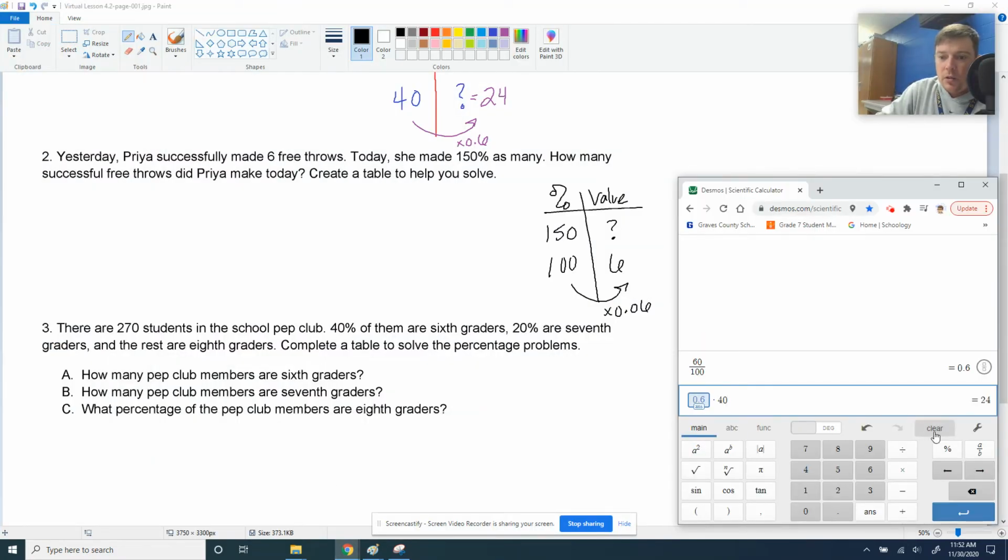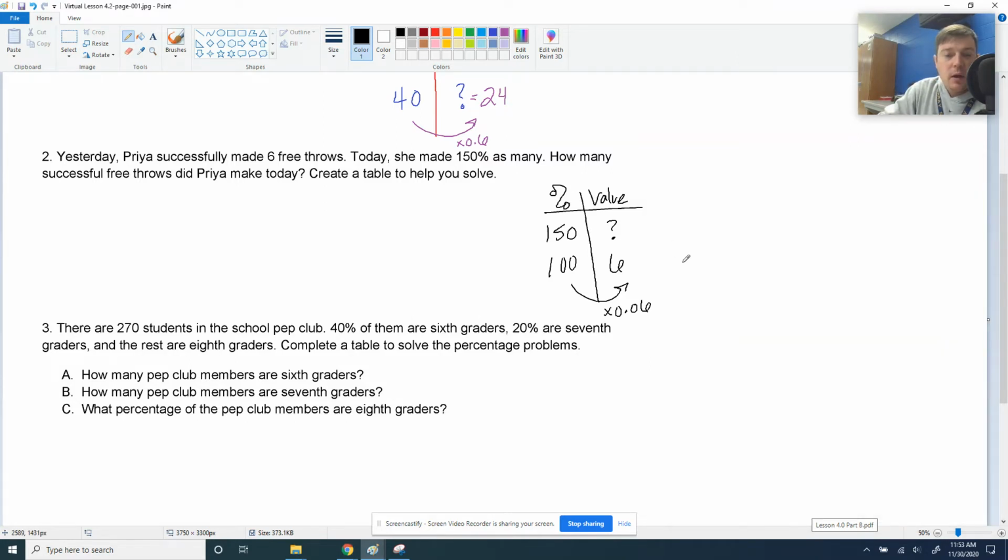So what I did, I'll do it all in one swoop for you here. We took 60 and divided by 100 to find our constant of proportionality. And then we're going to take that answer, 6 hundredths, and multiply it by 150 to find out what that is as the number they made. Well, that's 9. So 9 free throws were made the next day with 150% of what they made the previous. So 9 made.